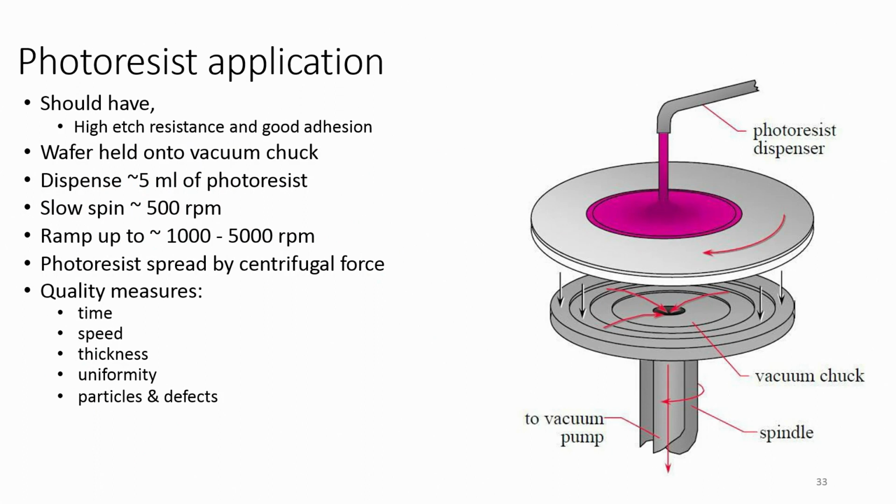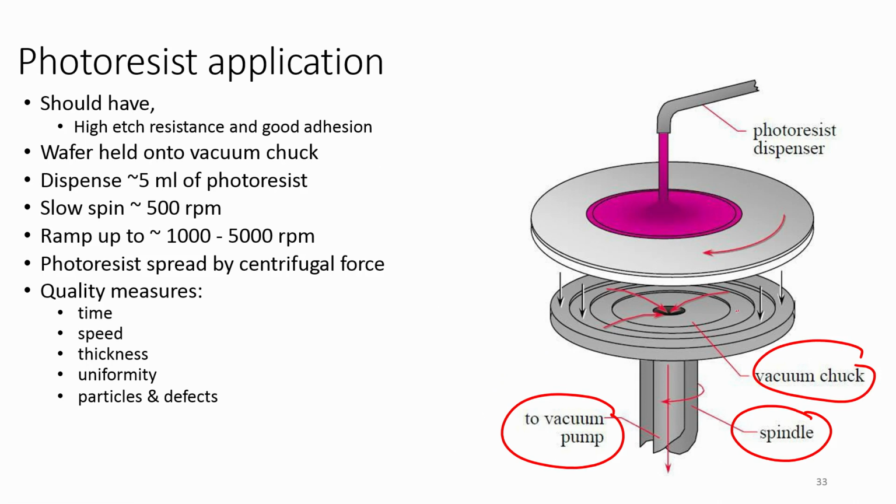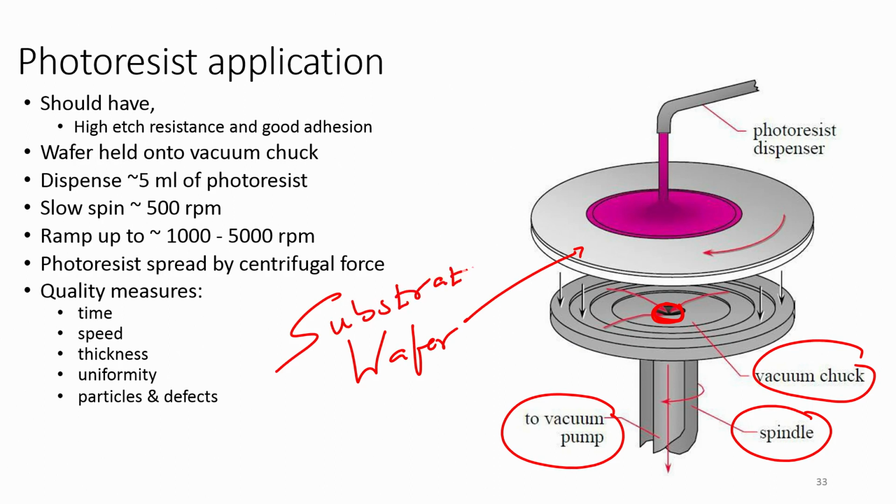So, we need a vacuum chuck, which you can see here. There is a vacuum chuck, right. There is a vacuum pump, this goes to the vacuum pump. There is a spindle which spins, and as we said in the beginning, the vacuum would be created here in the center area of the chuck. This is the wafer, we can also say substrate, right, and the substrate is held onto this vacuum chuck with the help of vacuum.